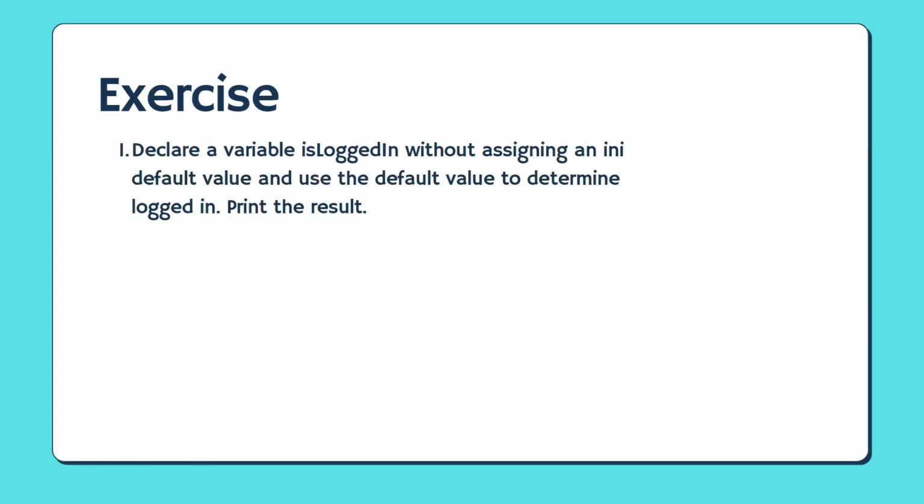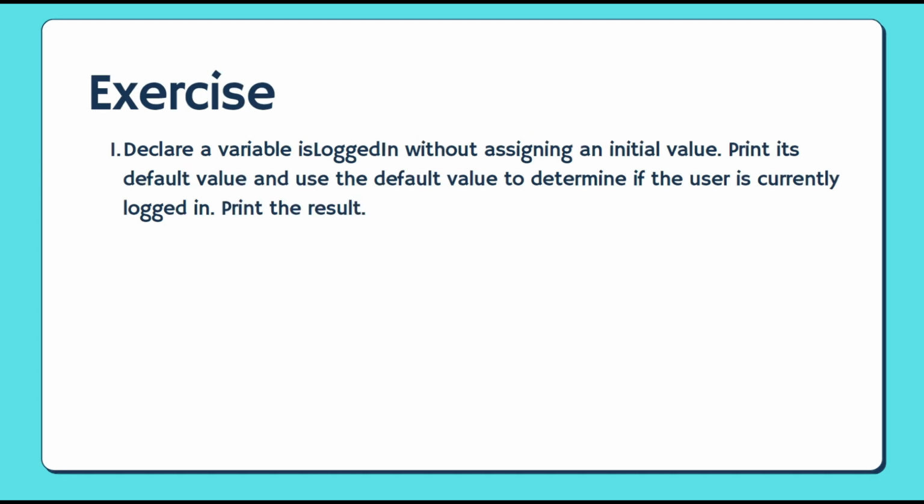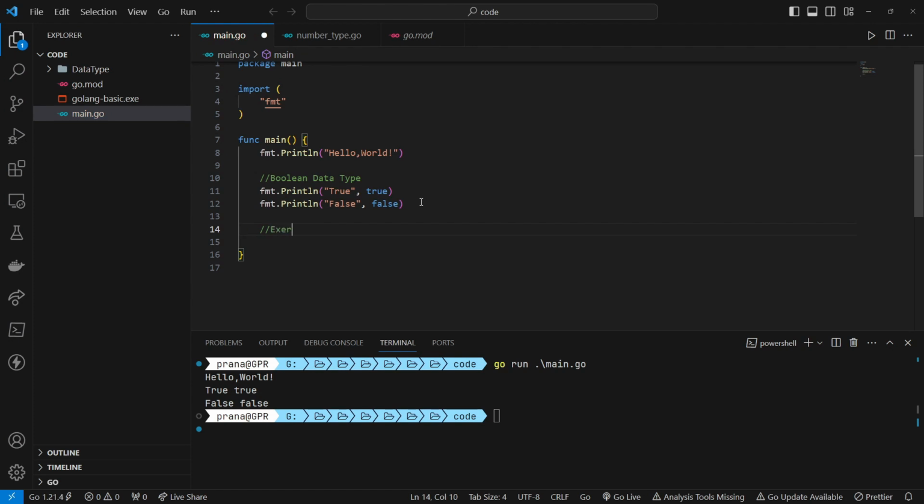Exercise. Declare a variable isLoggedIn without assigning an initial value. Print its default value and use the default value to determine if the user is currently logged in. Print the result. Now we answer questions from practice.